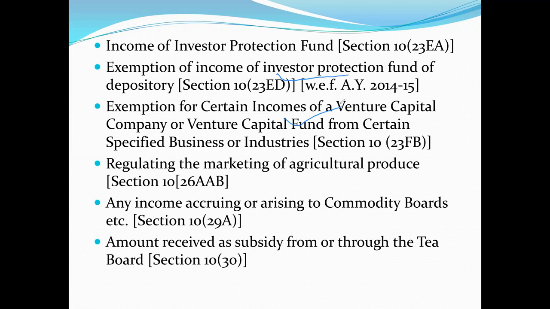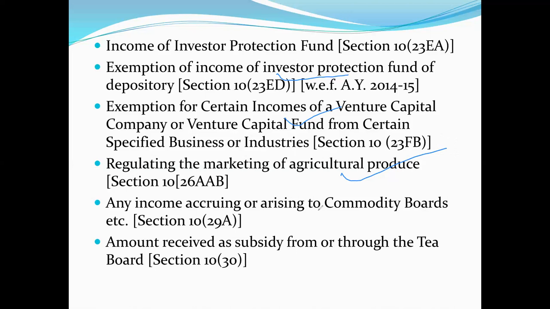It is known as venture capital. They are there to start a new type of business. Those incomes are exempt from tax. Those companies which regulate the marketing of agricultural produce: just now I gave the example of agriculture, where onion prices went up to 400 rupees. So if a company regulates agricultural produce, then those companies' incomes are exempt.